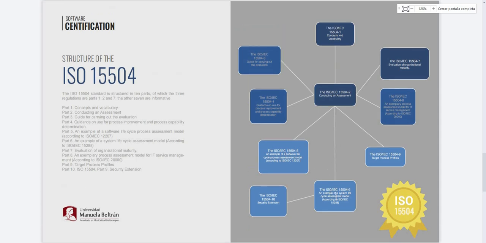Part number 6, an example of a system lifecycle assessment model according to ISO/IEC 50288. It constitutes a process evaluation model in accordance with the requirements of ISO/IEC 50504, based on the process reference model contained in ISO/IEC 50288.